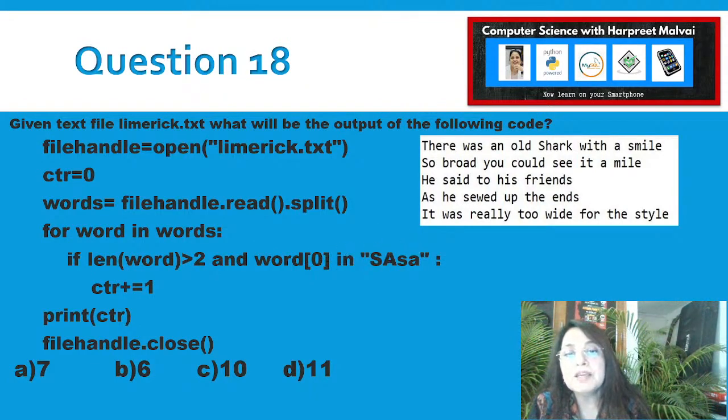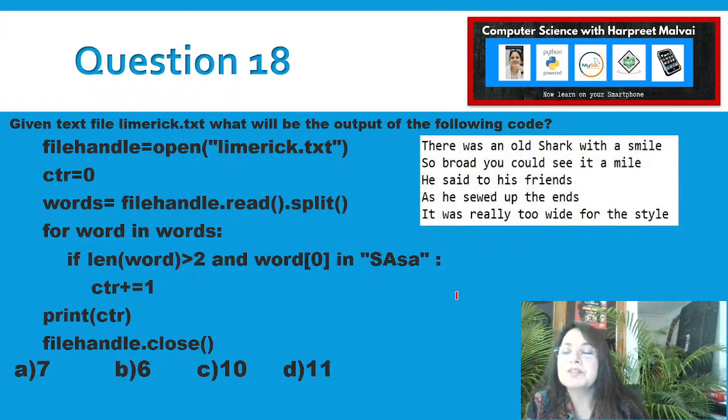Now be careful when it's written like this. It means that you have to consider each alphabet of this. So it can be S, it can be a capital A, it can be small s, it can be a small a. What word 0 means is that it should begin with that. All right. So let's see who wants to answer this one.